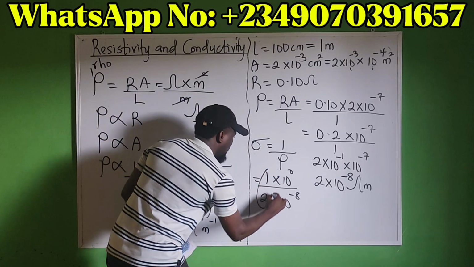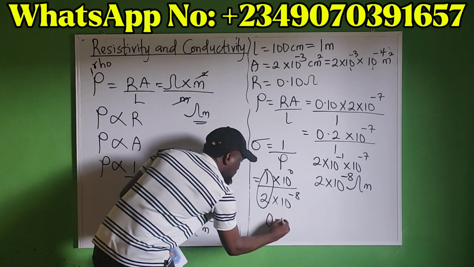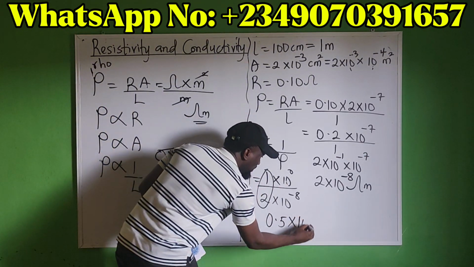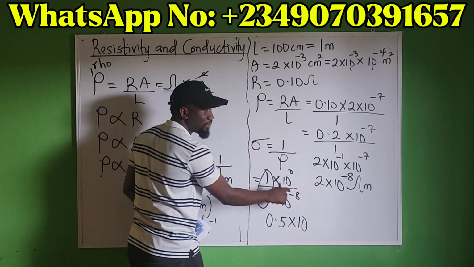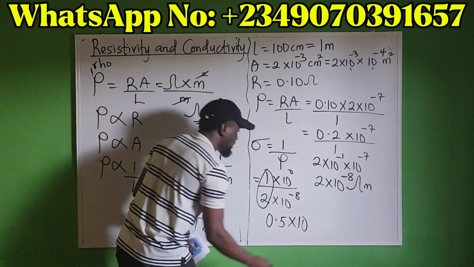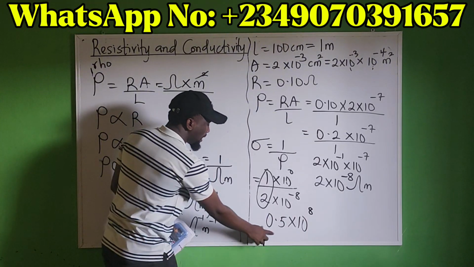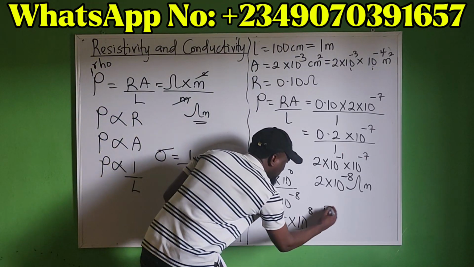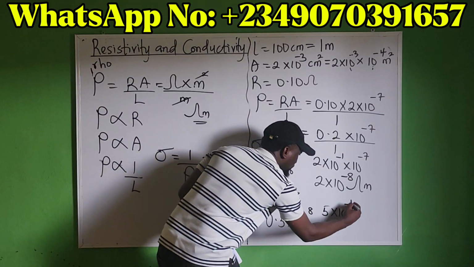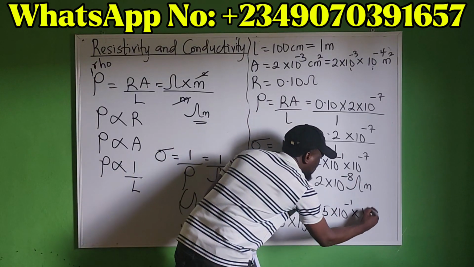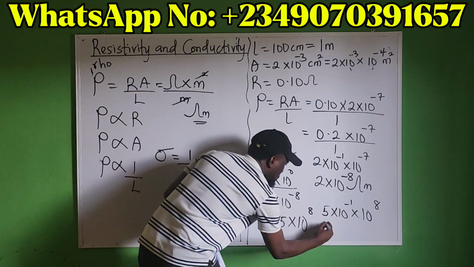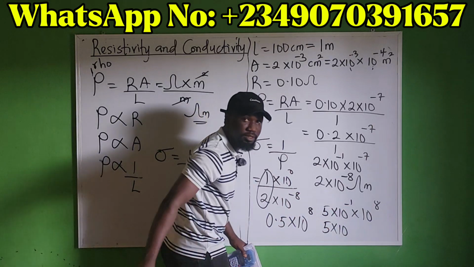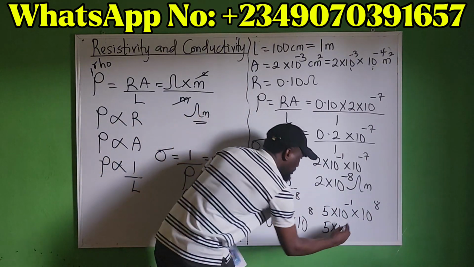So what is 1 divided by 2? That is 0.5. Then multiply by, apply the law of indices. Pick one of the bases, that is 10 here. So 0 now minus 8. That's 0 plus 8, and that will give us 8. So can we leave an answer like this? No. Change this to standard form. That is 5 times 10 raised to power negative 1, then times 10 raised to power 8. So we now have 5 times 10, law of indices, minus 1 plus 8. That gives us plus 7.